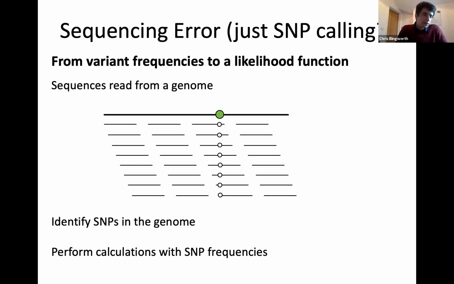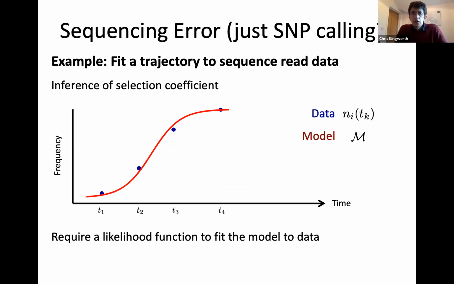But if you're going beyond that, you might want to perform calculations. So if you find SNPs, you then want to look at different frequencies in the genome. Something I got into quite early was looking at the inference of selection from time-resolved data. So again, you've got data from some system, be that yeast or a viral population, and you fit some model M to your data. In this case, it's a sigmoidal curve. And in order to do this kind of basic model fitting, you need some kind of likelihood function.